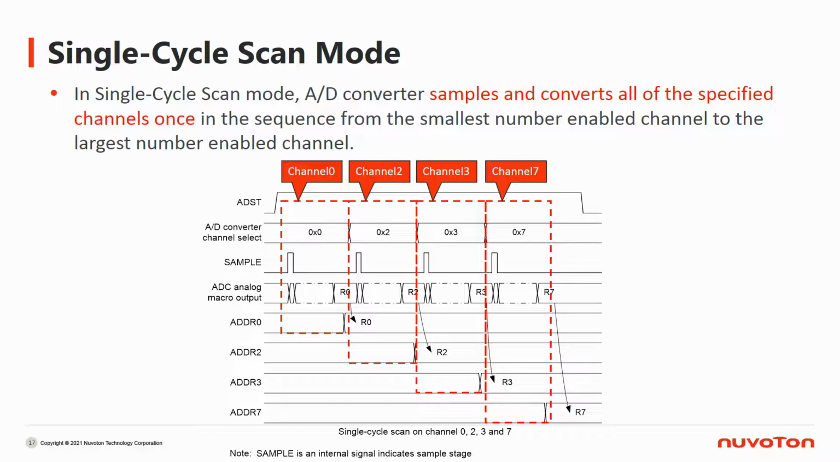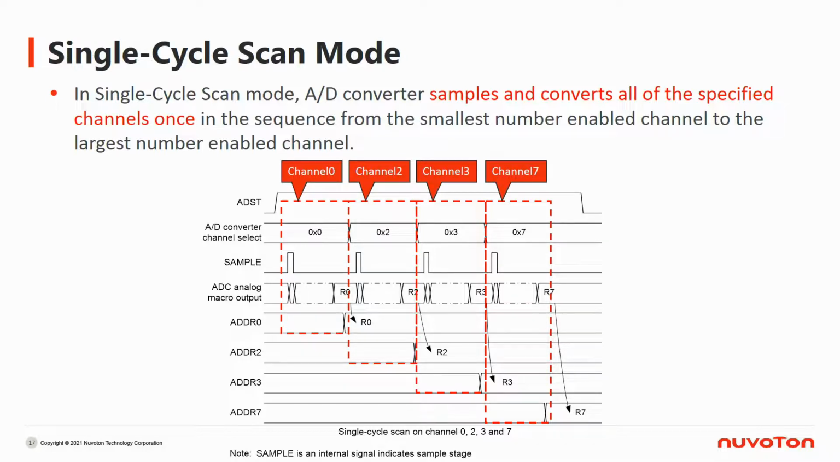When the ADST bit is set to 1, analog to digital conversion starts. It will scan in the order channel 0, channel 2, channel 3, channel 7. Each result will be stored in the corresponding registers. Like channel 0 result will be stored in ADDR0. Channel 2 result will be stored in ADDR2, etc.